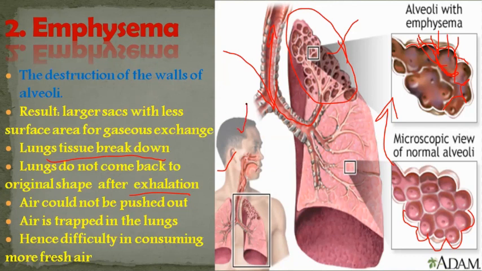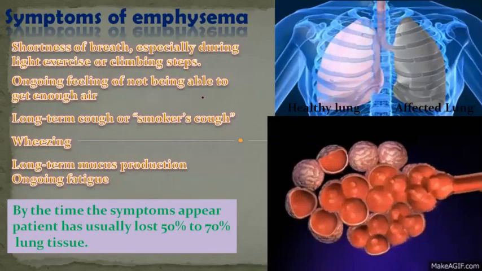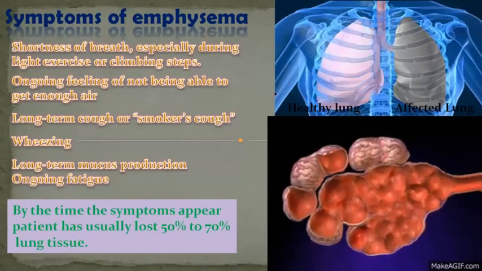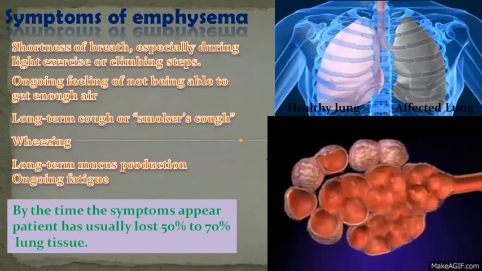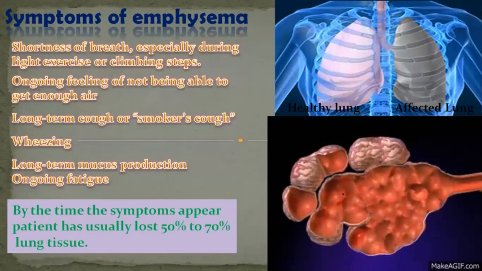So now the oxygen amount will be less, and that will be drastic or lethal for the patient. So what can happen after emphysema? You can see the structure of alveolus here.